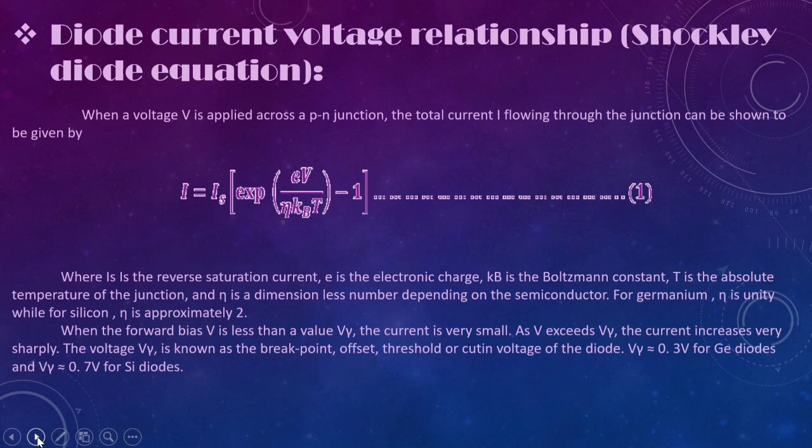Now, diode current-voltage relationship. Shockley diode equation. When a voltage V is applied across a PN junction, the total current I flowing through the junction can be shown to be given by I equals Is times exp(eV divided by eta kB T) minus 1, where Is is the reverse saturation current, e is the electronic charge, kB is the Boltzmann constant, T is the absolute temperature of the junction, and eta is a dimensionless number depending on the semiconductor. For germanium, eta is unity, while for silicon, eta is approximately 2.